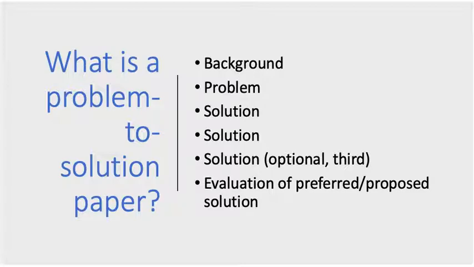As we touched on briefly in a previous module, the basic organizational design of a problem-to-solution paper is a description of the situation or background, an identification of the problem, a description of one or more solutions, and an evaluation of the recommended solution. This structure is an effective way to organize an argument.